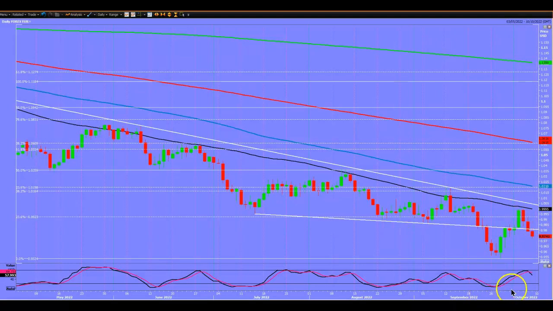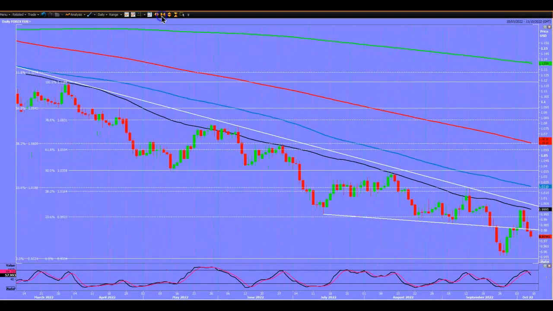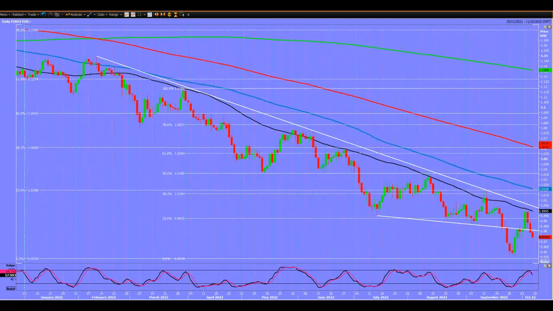Nicely unwound an oversold situation. Didn't quite get overbought. That's not a surprise, because you don't necessarily get overbought on a bounce in a bear trend before the bears jump in again and start getting aggressive about selling to the downside. I'll look at the Canadian dollar.